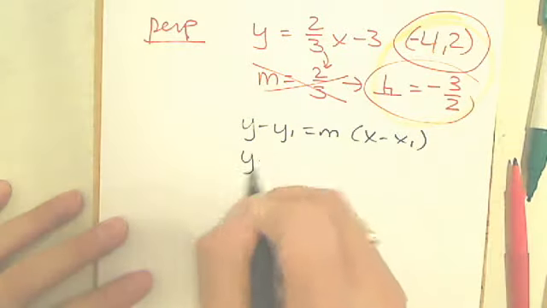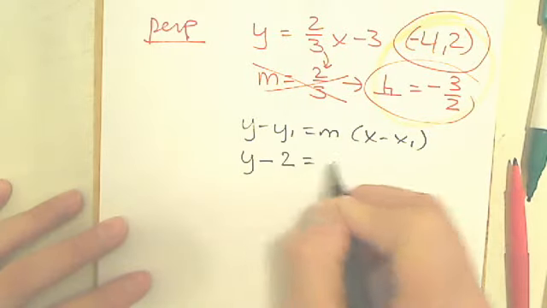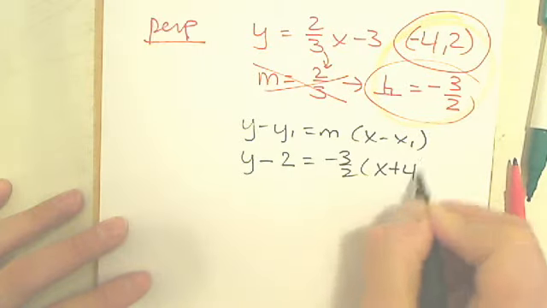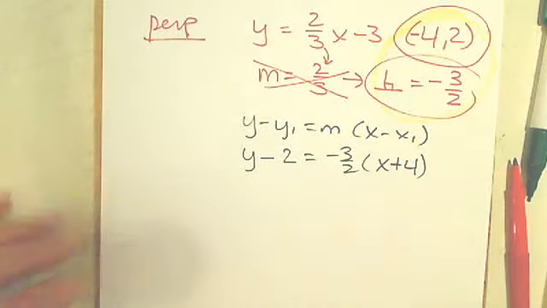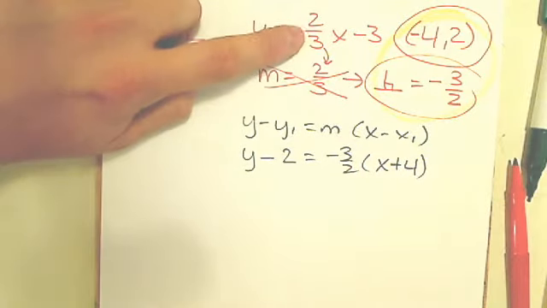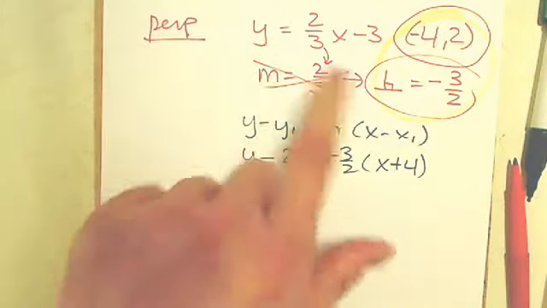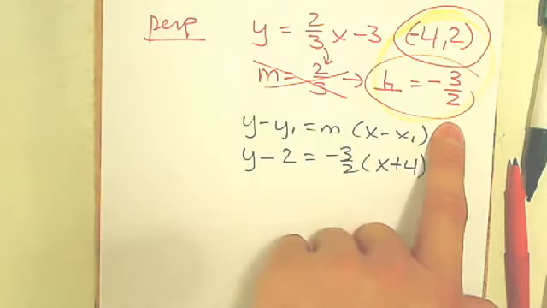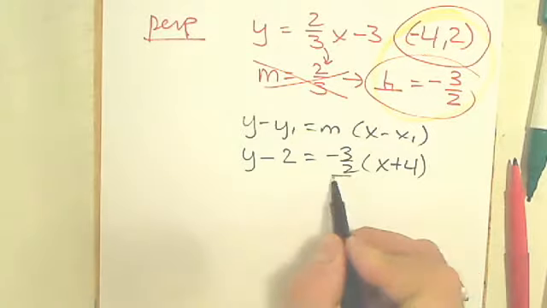Okay? y minus 2 equals -3/2 times x plus 4. Shall I explain it again? Yes. Okay. Do you know why this is 2/3 in the original problem? Because it's given to us, right? To find the perpendicular slope, I make this negative and I flip it. That's why I have this one here now.